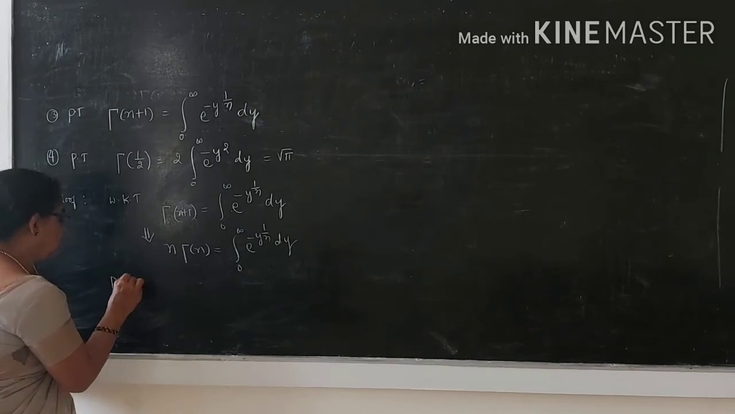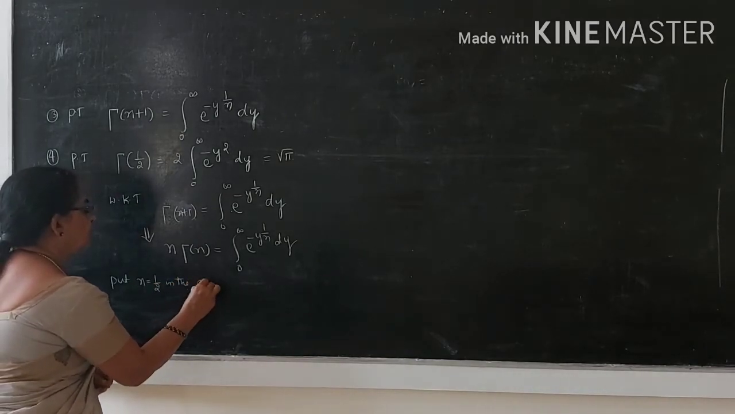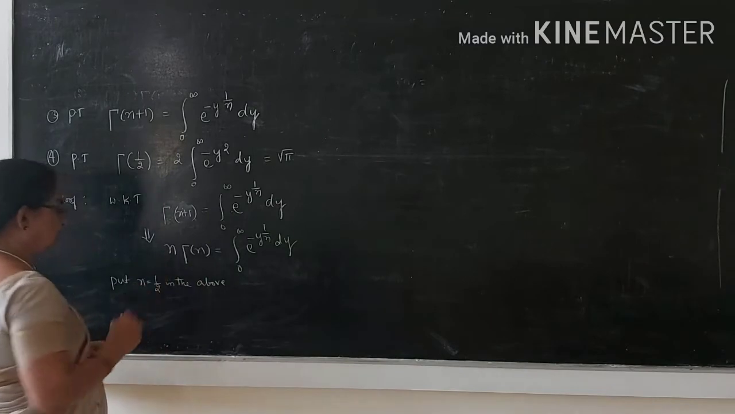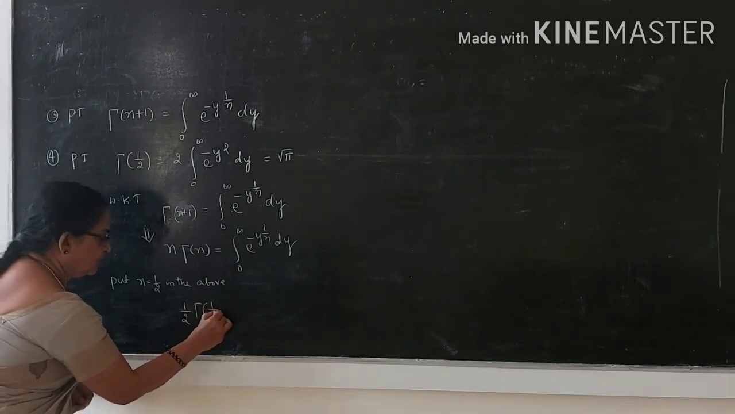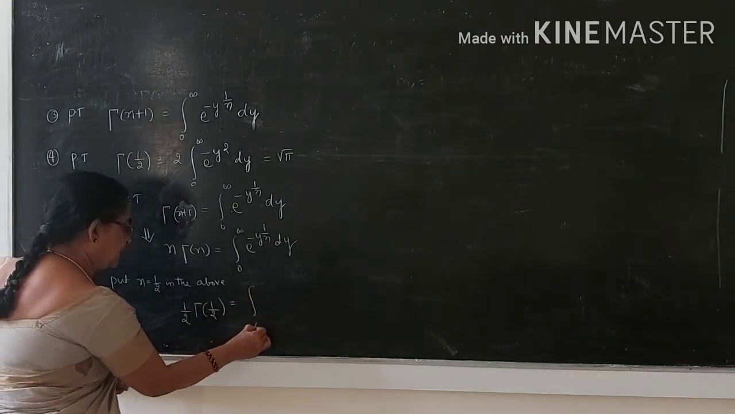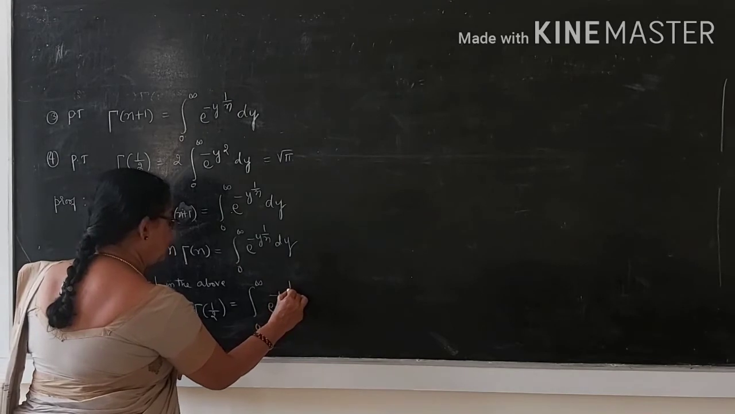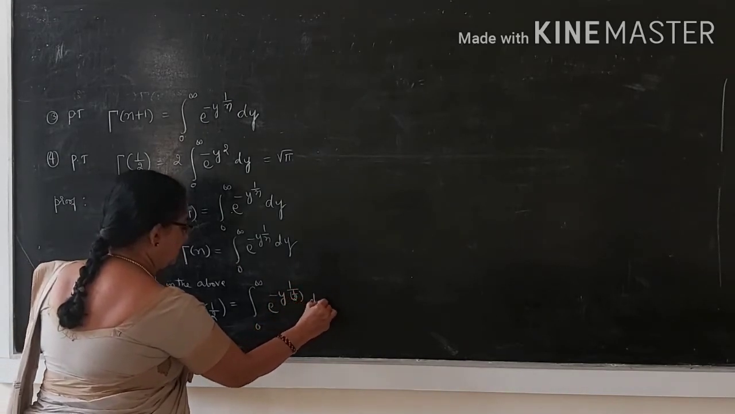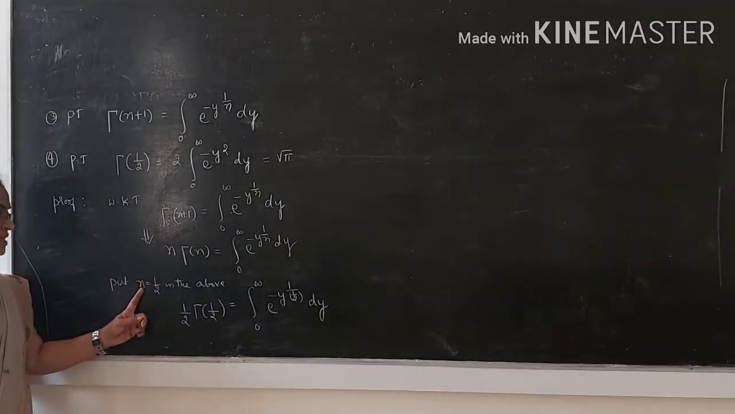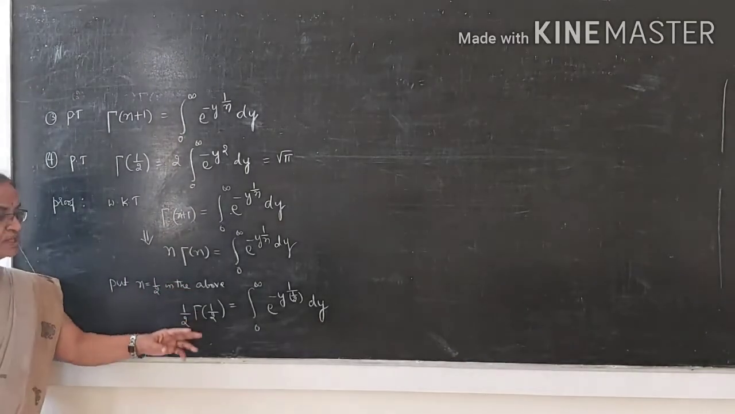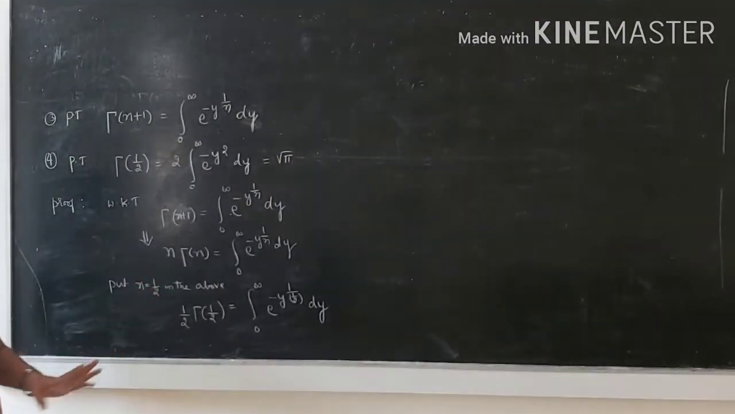Now, I put n is equal to 1 by 2 in the above equation. In this result, I put n is equal to 1 by 2. It is 1 by 2 into gamma of 1 by 2 is equal to integral 0 to infinity e to the power of minus y whole to the power of 1 over 1 by 2. You observe this, I am just substituting the value of n as 1 by 2. So there is no necessity of changing anything here. Just I am substituting 1 by 2 in place of n only.